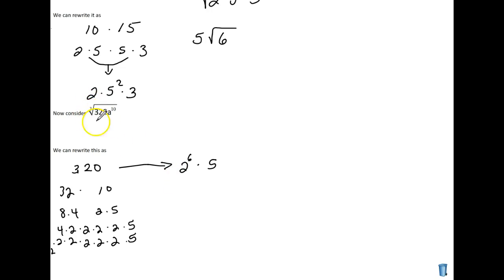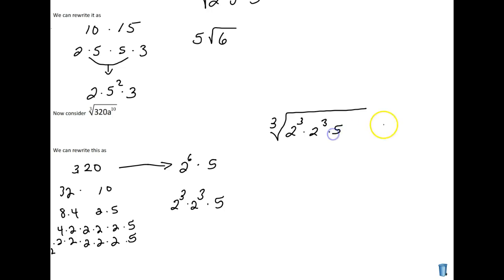Or, in this case, because I'm looking for the cube roots, well, this would be 2 to the 3rd times 2 to the 3rd. That's what gives me 2 to the 6th times 5. So when I'm taking the cube root of that, I'm looking for those third powers is what's going to come out, right? So 2 to the 3rd times 2 to the 3rd times 5, that gives me the 320.